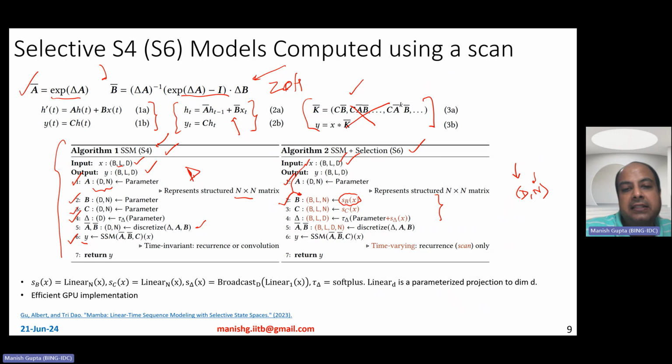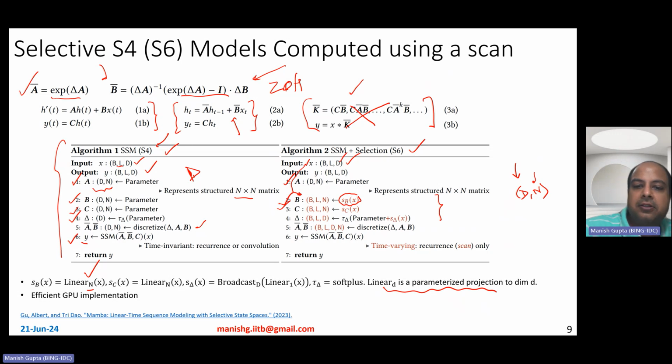Okay. Of course, this is a very large sized B now, but as you notice, for every sample in the batch, and for every position L, what you have done is to come up with a parameter B which is dependent on the input. Okay. The same thing you do for C as well. So what is this S_B(x)? S_B(x) is basically a linear projection, such that you fix B and L, but project D to N. Okay. So it's basically a parameterized projection to dimension N in that sense.